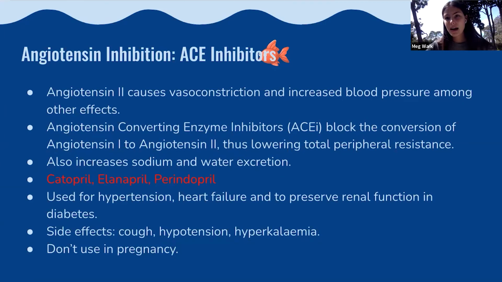So this makes it easier for the heart to pump because there's not as much pressure that it's pumping against, if that makes sense. It also increases sodium and water excretion, which again lowers your blood pressure because the volume of the blood is lower. The examples of ACE inhibitors that you need to know are captopril, enalapril, and lisinopril, so anything ending in pril. ACE inhibitors are used for hypertension, heart failure, and to preserve renal function in diabetes. And the side effects they cause are cough. It can cause hypotension if you give too much, and hyperkalemia.